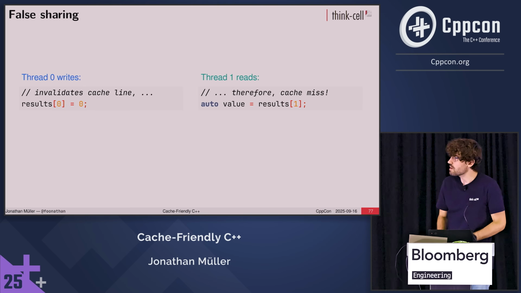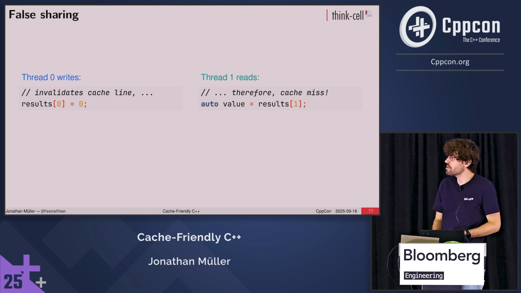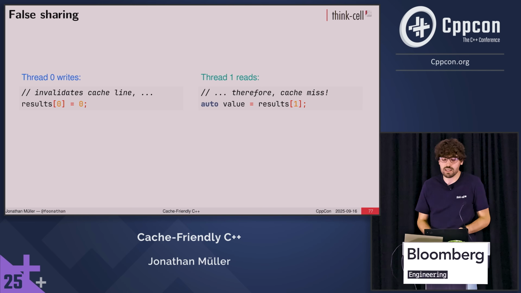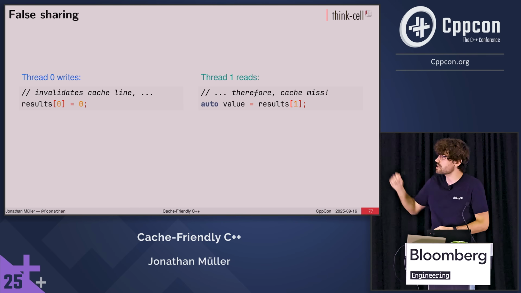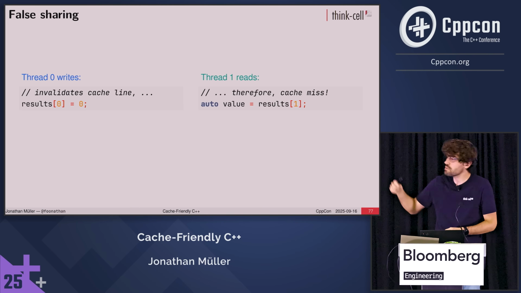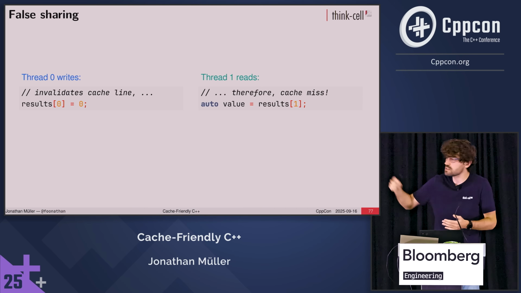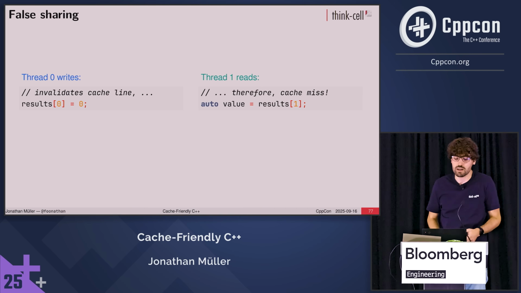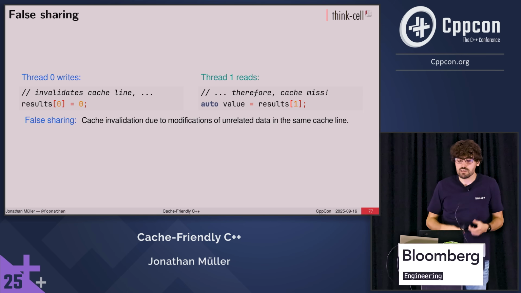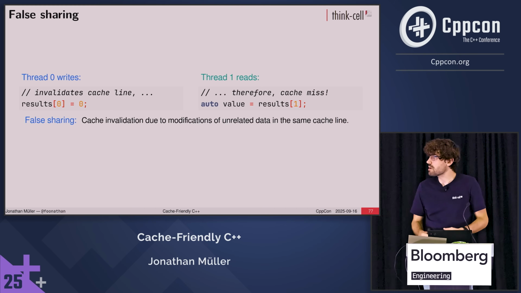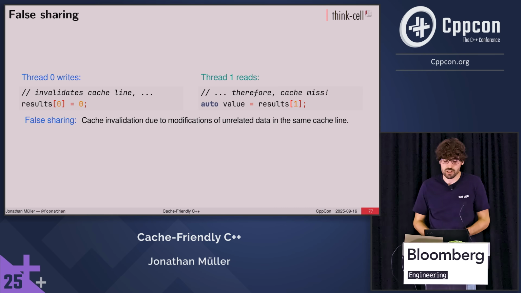So in our case, we have thread 0, which does a write at the local address at index 0, sets it to 0. This invalidates the cache line. So the thread 1 read of the neighboring entry in the array is a cache miss. Even though it might have been cached, even though it never was modified, it's still a cache miss, it still has to go to main memory because the cache line was invalidated by the modification. And this is called false sharing. False sharing is the cache invalidation due to modifications of unrelated data in the same cache line.